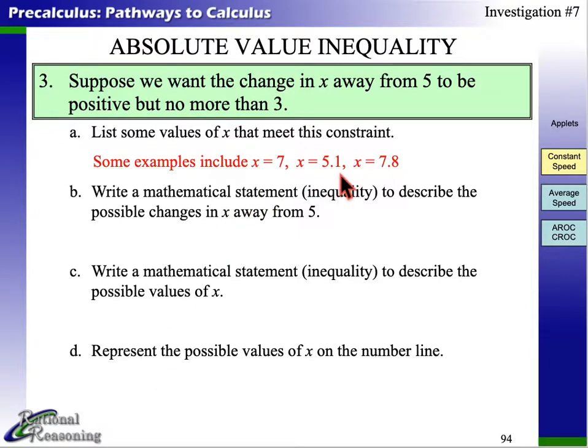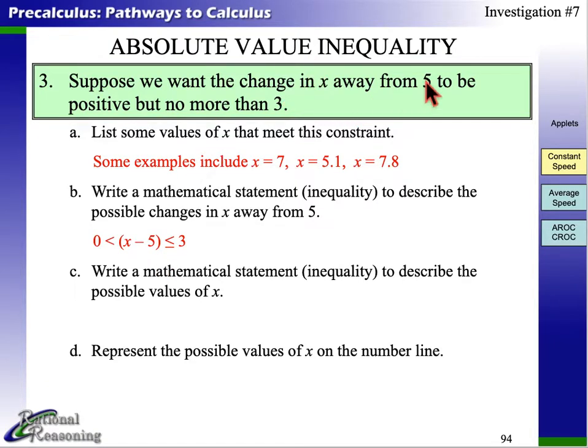So we could be 7, 5.1, 7.8, but we want to be on the positive side, right? Something less than 5 isn't going to work. So we want x minus 5, because x is on the positive side, x is bigger than 5. We want this difference to be between 0 and up to 3. Okay.